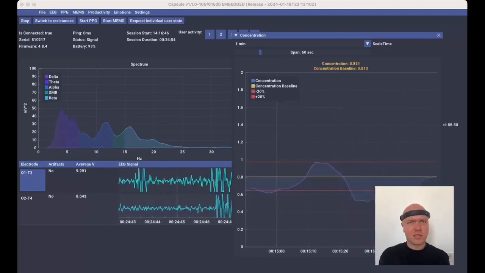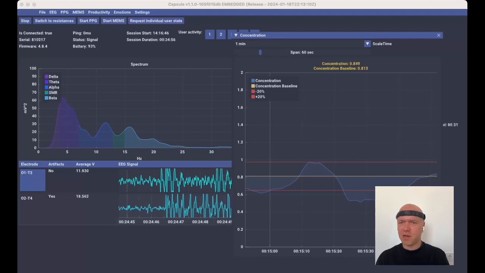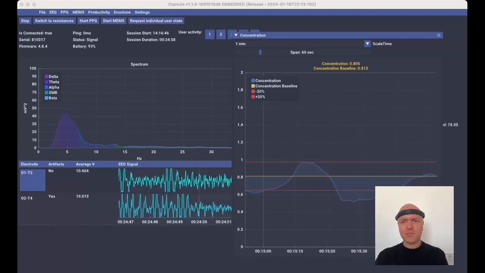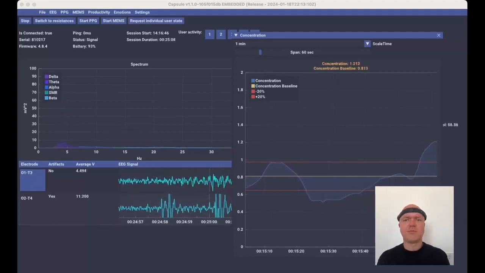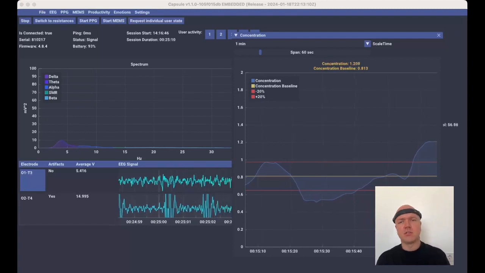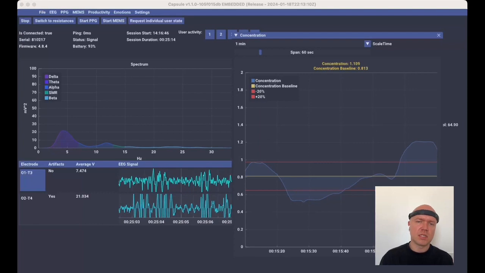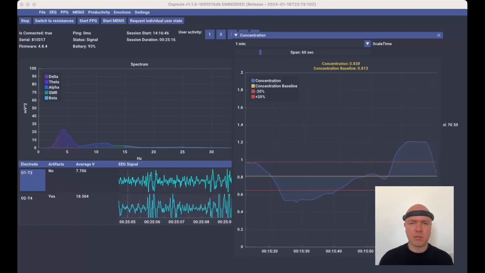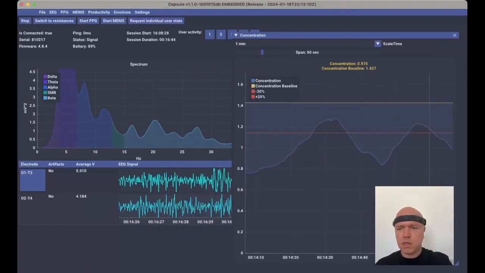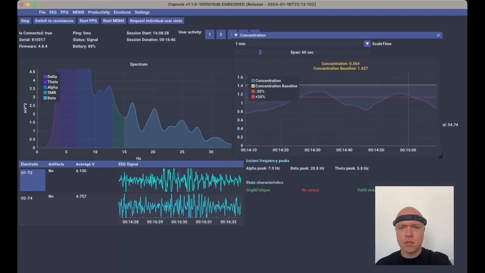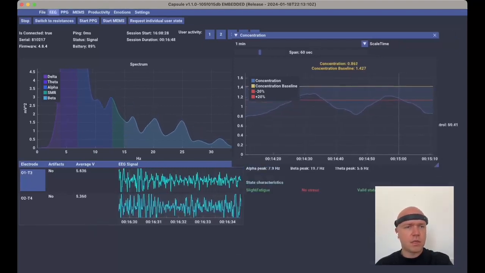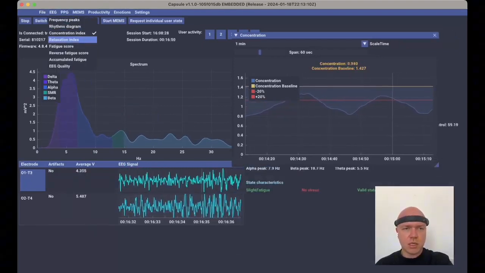Okay, it works not as good as I expected, but it works. If your concentration is below the baseline, it could be due to fatigue. In terms of measurements, the concentration index is the ratio of beta rhythm to alpha rhythm. Okay, let's scale this graph a bit and move on to the relaxation index.